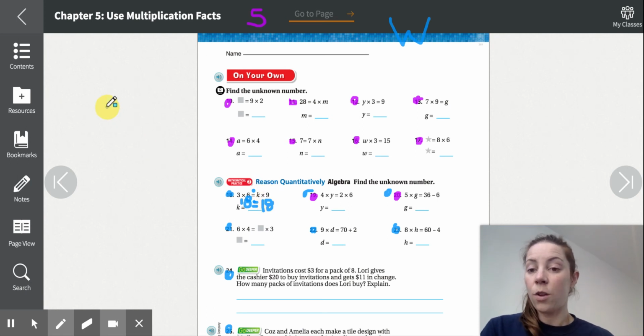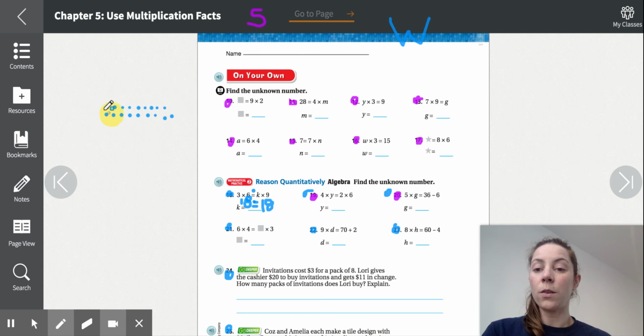Well, again, I could solve it over here with an array. I know there's 9 in each row, and I'm going to go up to 18 as the total. So 9, 10, 11, 12, 13, 14, 15, 16, 17, 18. Okay, so now I did 9 in each row. I have 18 total, so I need to figure out how many rows that is. It's 2. So the k would really equal 2.